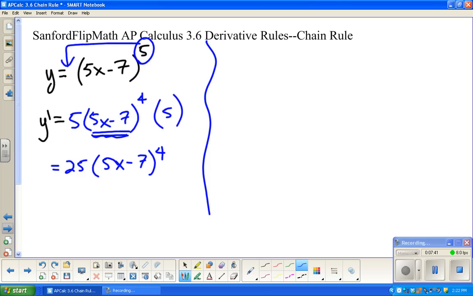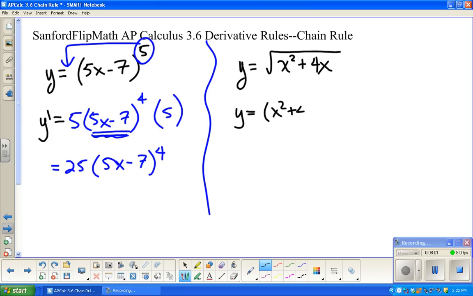Let's do another example exactly like that one, only completely different. Let's do the derivative of, oh, I just scared a whole bunch of people, sorry, the square root of x squared plus 4x. Now remember that roots can be written as fractional exponents. So I'm going to rewrite this, y equals x squared plus 4x to the 1/2 power. Now I haven't done the derivative yet. So y prime equals 1/2 times x squared plus 4x, and now I have to subtract 1 from the exponent.